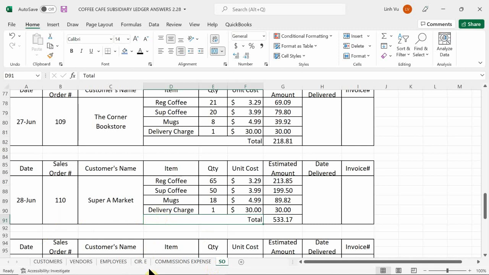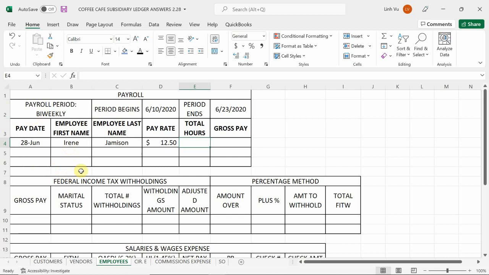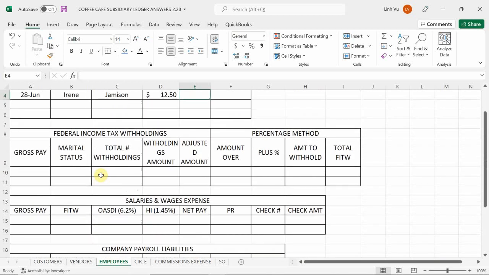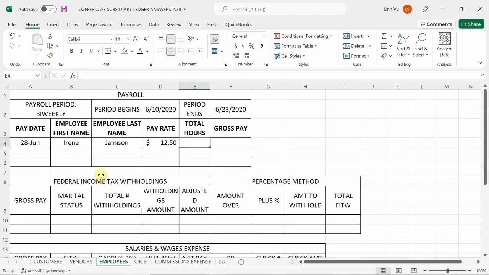I made a table right here in the employee section that helps you record what you need to record for all the federal taxes that you need to take out from her paycheck, and so on and so forth. So in this case, let's take a look. Irene Jameson, when we hired her, we said her pay date is going to be June 28, which is today. She earns $12.50 per hour. Here she earned a total of 64 hours. That means her total gross pay is going to be an even $800.